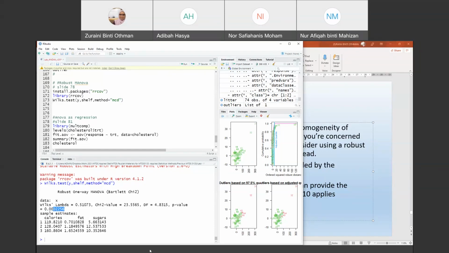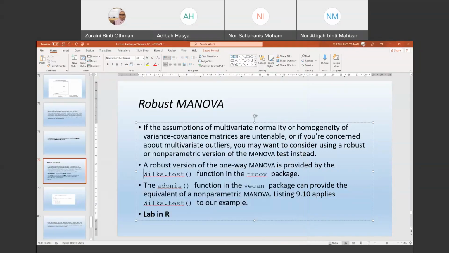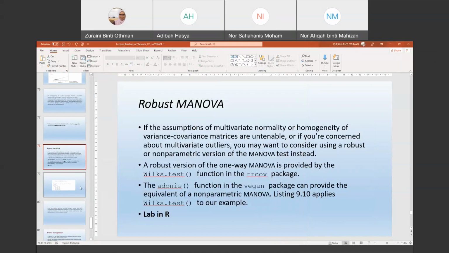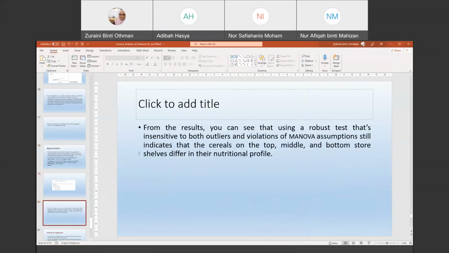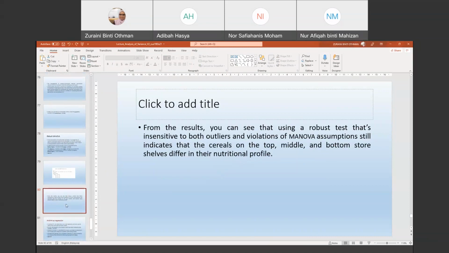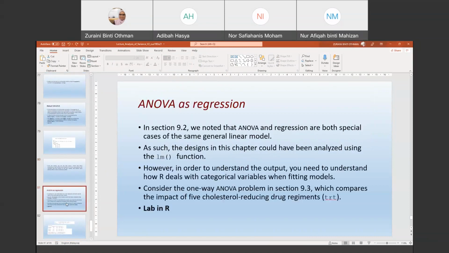Okay, this is the test that we do. Okay, ayat tadi lah, which is on the cereal on the top, middle, and bottom store shelf differ in nutritional profile. Okay, Anova as a regression.